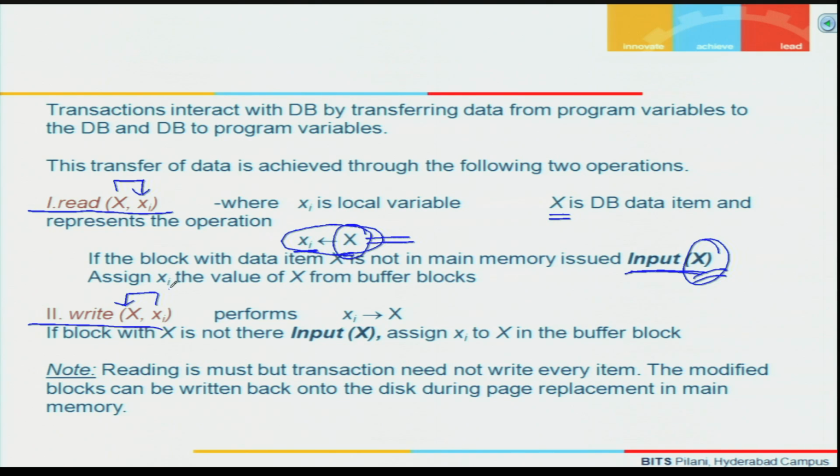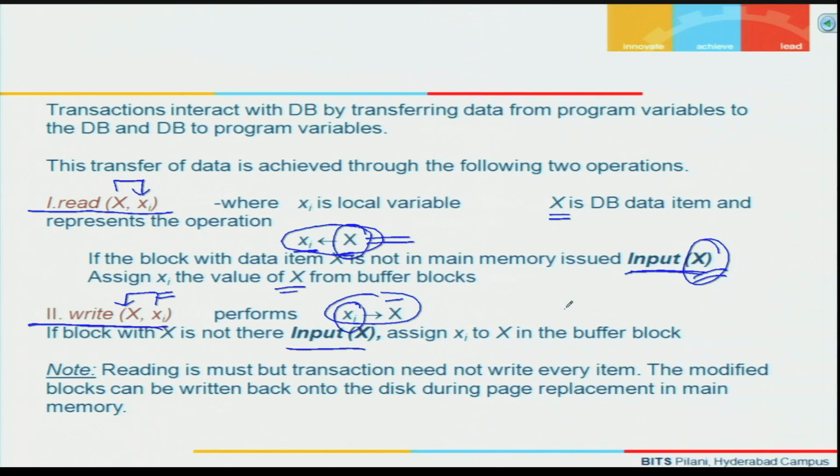Assigning the local variable Xi the value of X from the buffer block will take place afterwards. And then write X, Xi performs this operation, that is, assigns the value of the local variable Xi to the data item X, which is part of the database. If the block with X is not there, it will issue input X and assign Xi to the X in the buffer block. And reading is a must, but a transaction need not write every time.